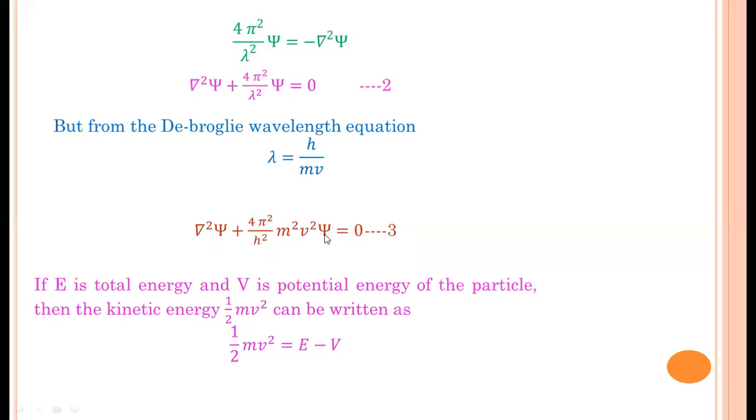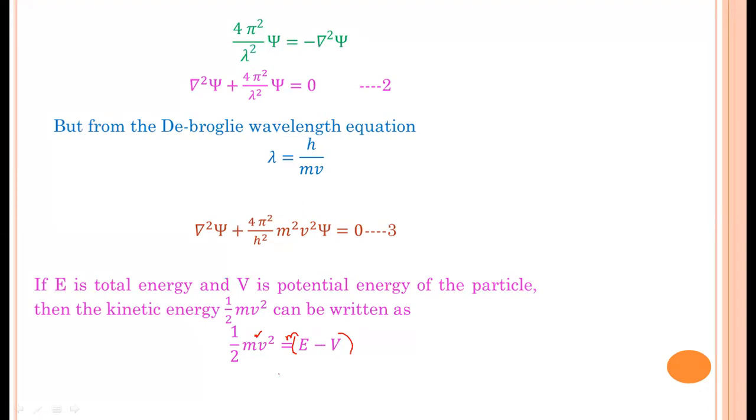So there is actually m²v² here, and here is mv². If it is multiplied by m, this is m². Here also m will come. That is, m²v² is equal to 2m(E minus V).